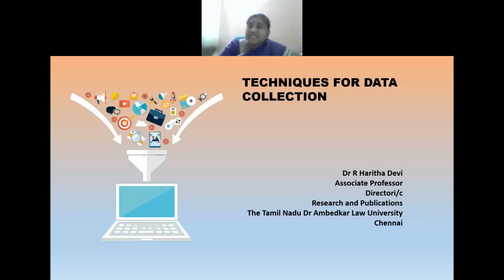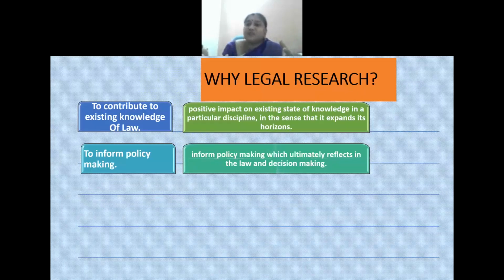So your research is going to result in policy making. That's also the reason why legal research should be done, because this is a wonderful contribution which we can make to society. There are many fields where, in legal research itself, people search for a topic and roam about, but there are still places where there is a gap.